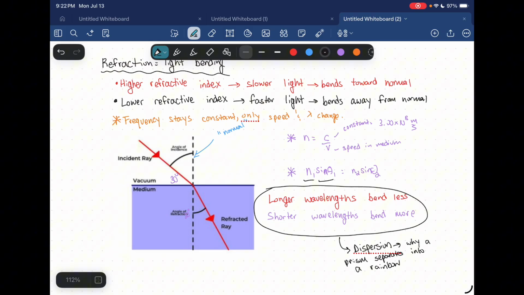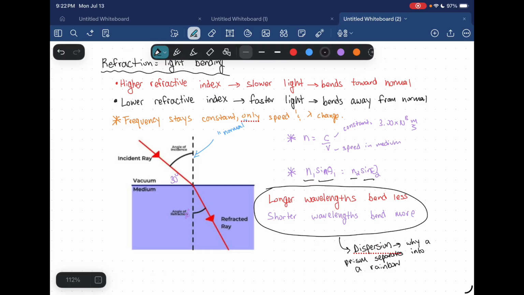Sine of theta 1 just refers to the angle of incidence, or the angle at which the light ray strikes relative to the normal. N2 refers to the index of refraction for the second medium, and a lot of times it's going to be water, which has a refractive index of 1.33. But of course, these are just examples. Be sure to use whatever values they give you. And finally, sine theta 2 just refers to the angle of refraction with respect to the normal.